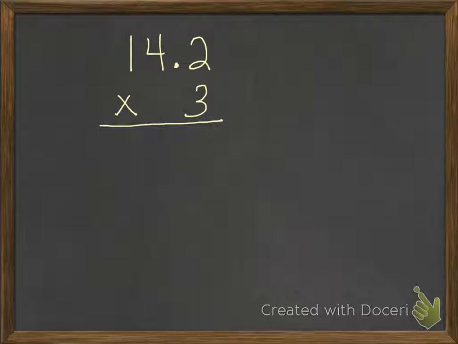3 times 2 is 6. 3 times 4 is 12. Keep the 2, regroup the 1. And 3 times 1 is 3, plus 1 makes 4.